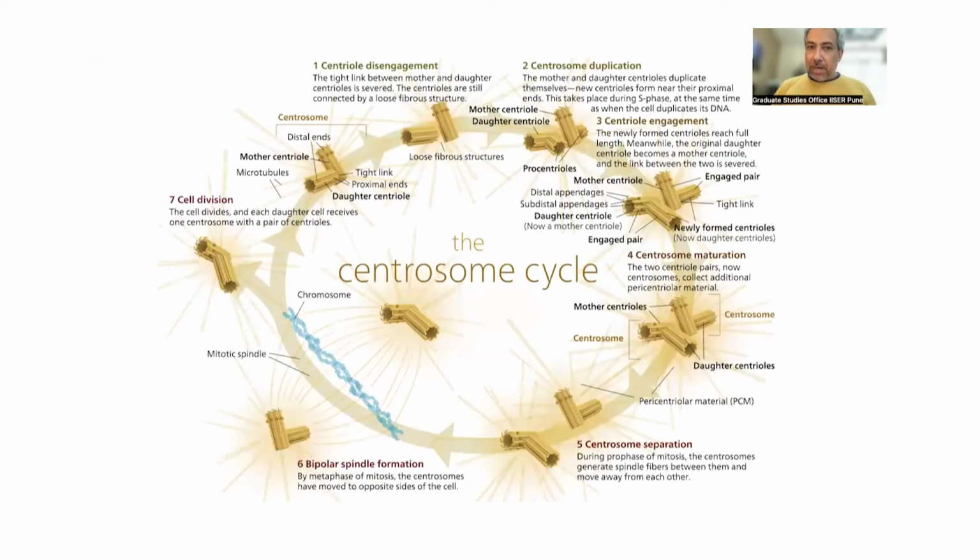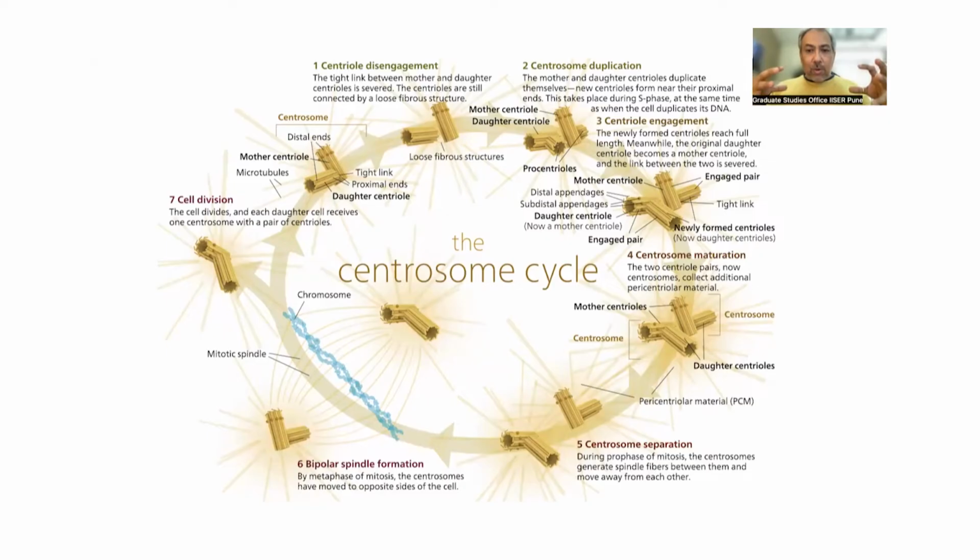parent centrioles separate, right? So there is a centrosome cycle as well in cells, where, if you look at step one, there is centriole disengagement. There is the duplication of the centrosome. You have the centriole engagement. The newly formed centrioles reach their full length and they become a pair now. And then there is maturation, where the two centriole pairs, centrosomes, collect additional pericentriolar material, and then they separate, right?